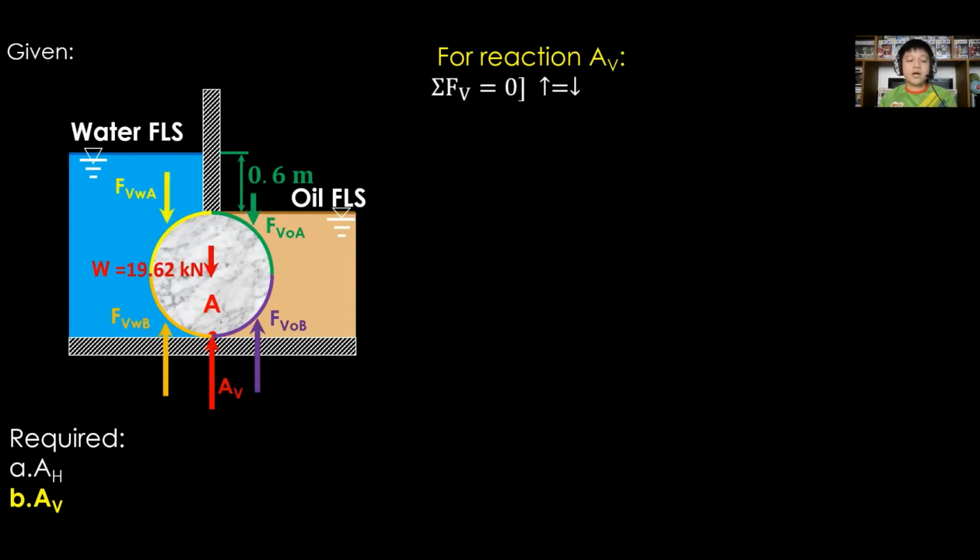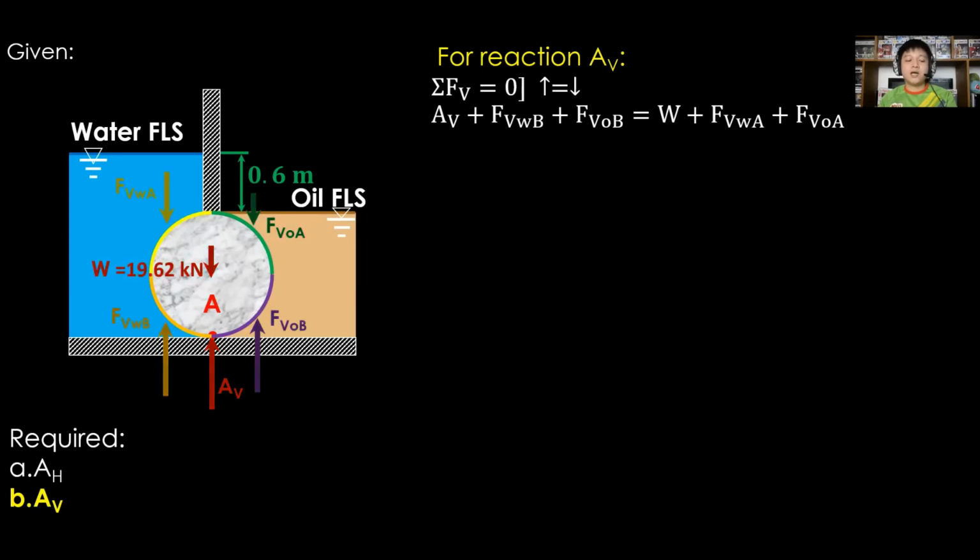Upward equal downward forces. Upward forces are A sub V, F sub VWB, which means it is from below, and F sub VOB, the oil, which is below. While downward forces are F sub VWA, which is water above, plus W, which is the weight, and F sub VOA, which is for oil, that is above. Rearrange for unknown A sub V.